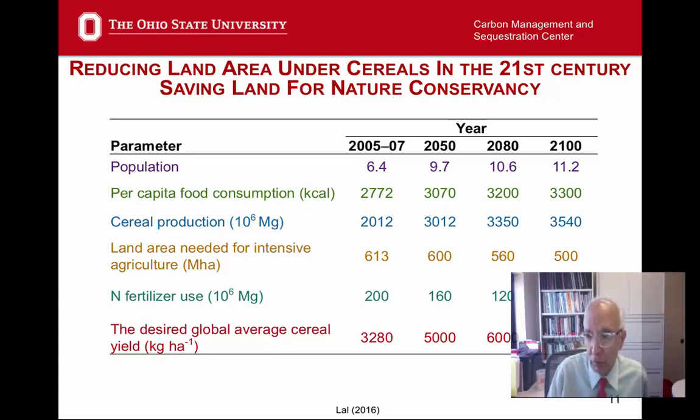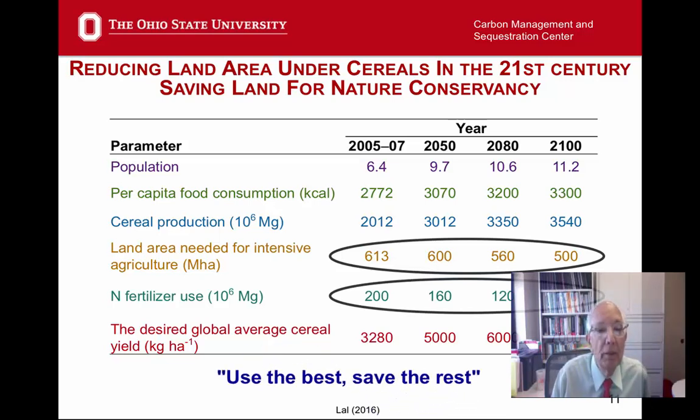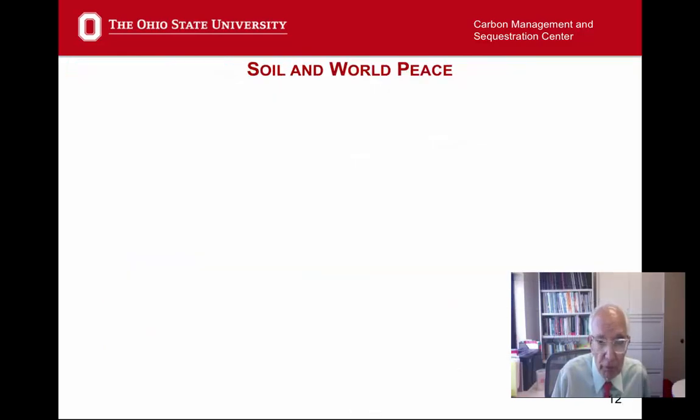Similarly, the nitrogen fertilizer, the total fertilizer use, can be reduced from 200 million tons at the moment to 160 in 2050, 120 in 2080, and only 100 million tons by 2100. Yet the desired crop yield of cereal can be increased from about 3,300 kg in 2005-7 to 5,000 kg in 2050, 6,000 kg in 2080, and 7,000 kg in 2100. The goal is to produce more from less land area and less fertilizer consumption, and at the same time increase the crop yield by using the best land, by best practices, so that we can save the land for nature and nature conservancy. That's the strategy of improving soil health.